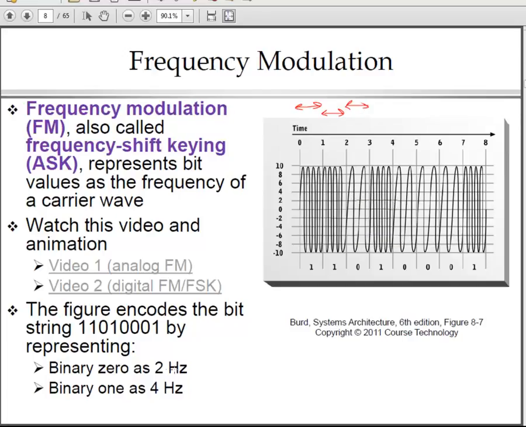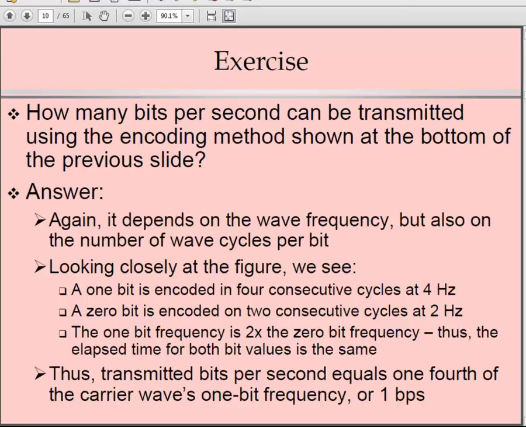Okay, and so apparently, looking at the graphic here, 2 wave cycles constitutes a 0 bit. 4 wave cycles at double the frequency constitutes a 1 bit. So how much am I getting here? Well, let's skip forward to the answer.